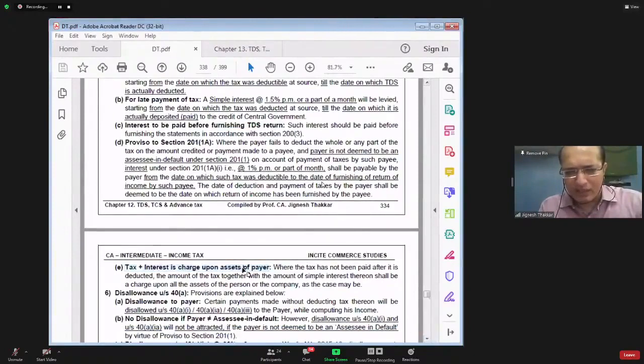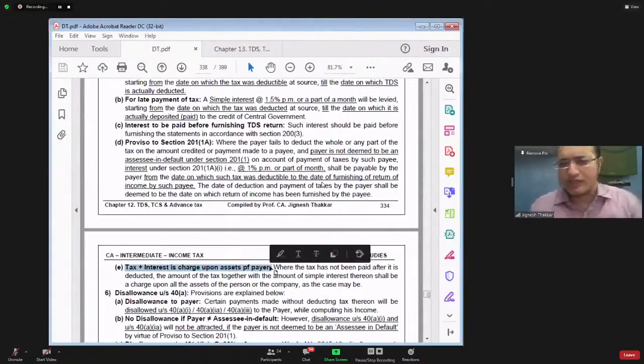See here, by mistake, instead of O, P is printed here. It is not PF, it is OF. So if this interest is not paid to the government, then the amount of tax plus the amount of interest will be considered as a charge upon the assets of the payer. Charge upon the assets of the payer means the government can confiscate those assets and sell those assets to recover the amount of tax and interest. Is that very, very clear? Yes or no?